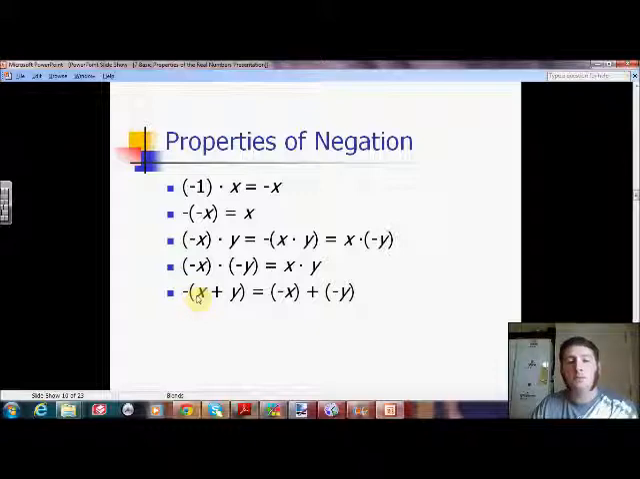And then this last bullet is basically just a special case of the distributive property. The opposite of x plus y, well, you can pretend that's like a -1 and distribute it, and you would end up with the opposite of x plus the opposite of y.